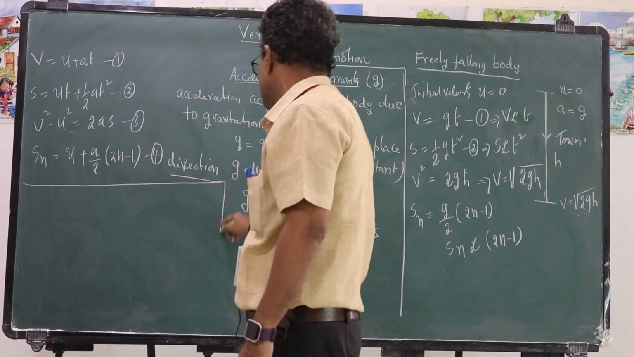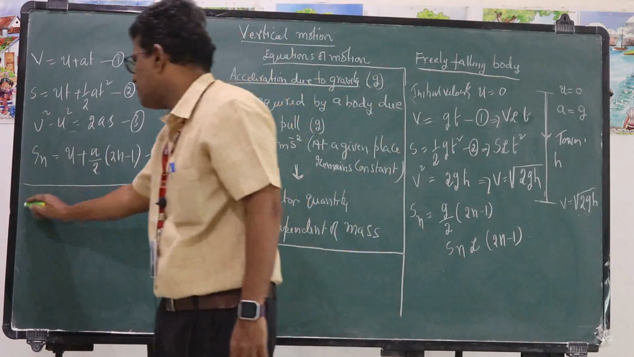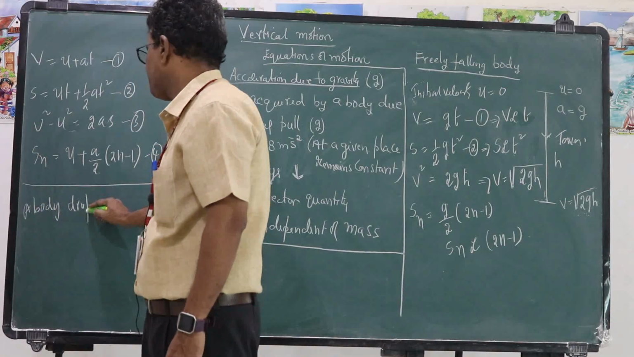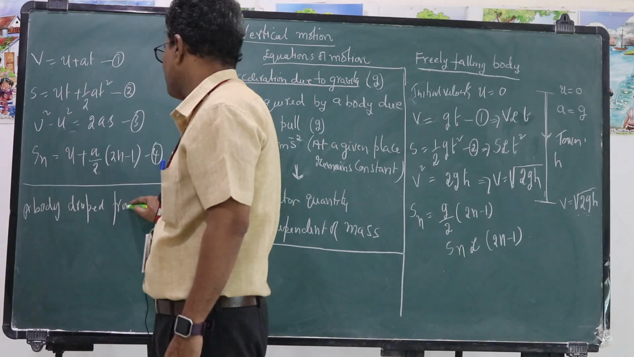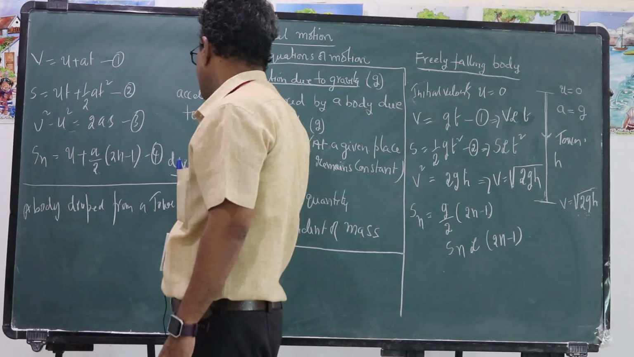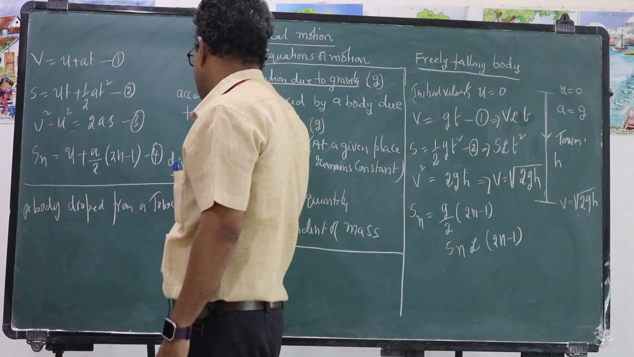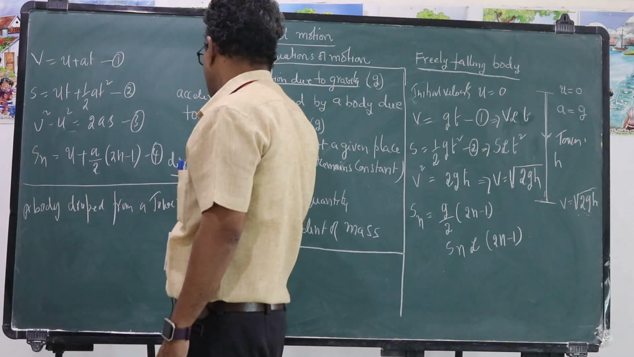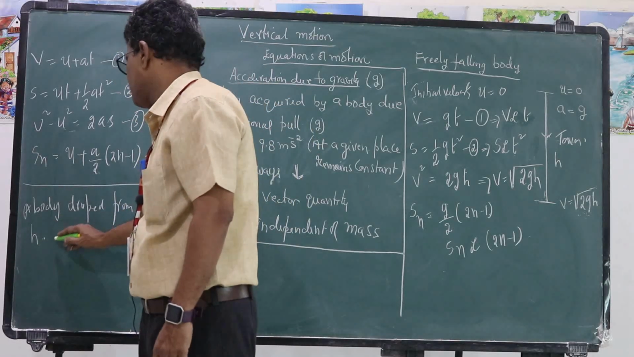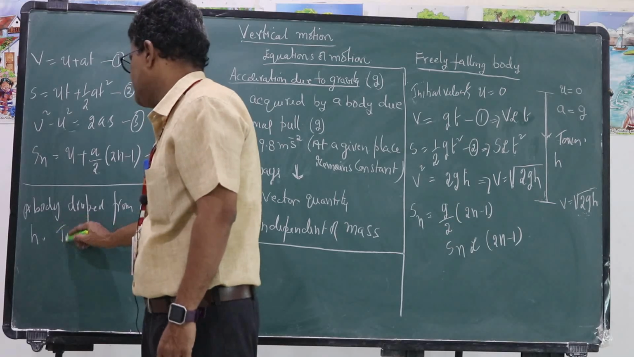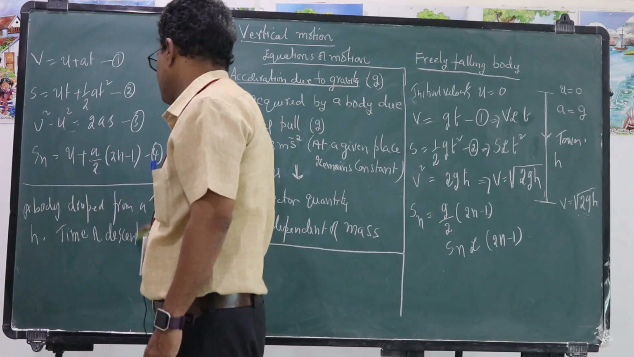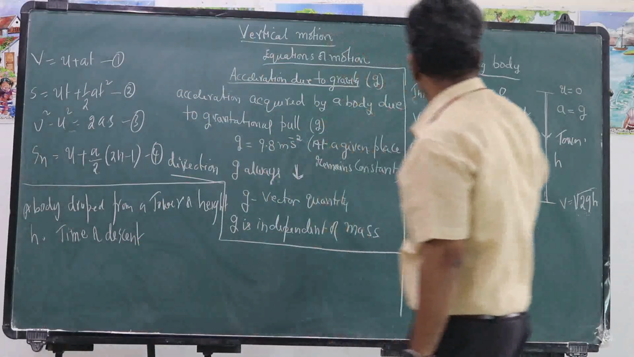Suppose you have questions like this. A body is dropped from a tower of height h, what is the time of descent? So the time taken to come down, falling.